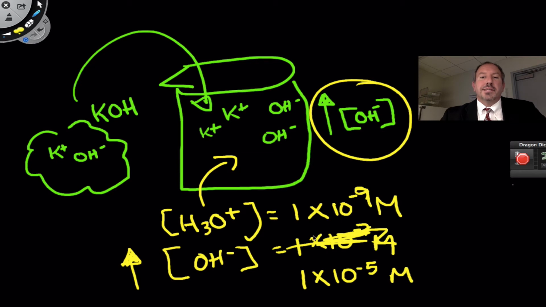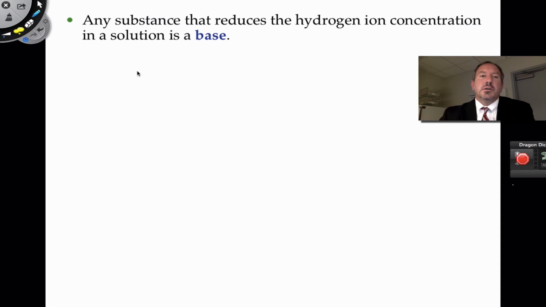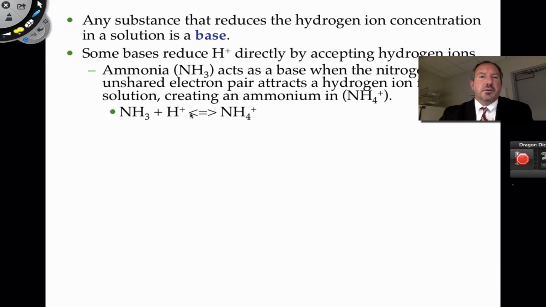And you're like, well, yeah, maybe, but how does this relate to the pH scale? Let's take a look at that. Let's talk about the pH scale. So any substance that reduces the hydrogen ion concentration can also be considered a base. So it's not just increasing the hydroxide, but there could be a chemical that reduces the hydrogen ion concentration and therefore makes it more alkaline. I'll get to the pH scale in a second.